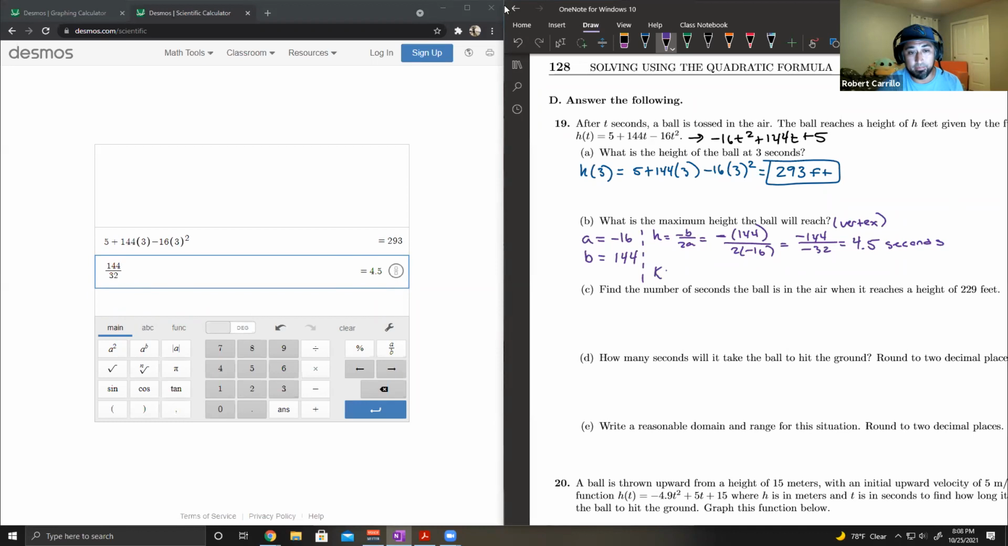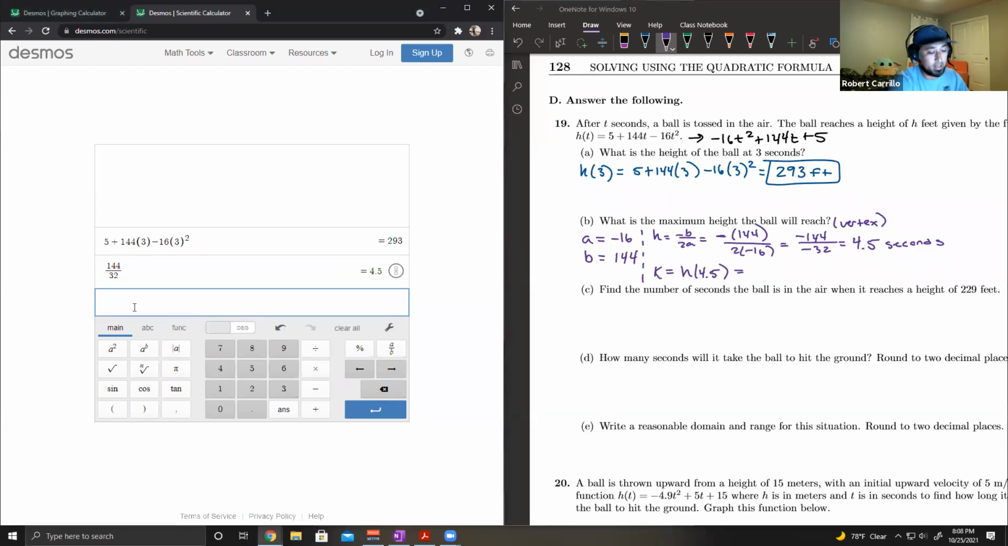So to find k, you have h of 4.5, and I'm just going to use the calculator over here. Now since I wrote it the other way, I'll type it in that way. Negative 16 times 4.5 squared plus 144 times 4.5 plus 5. And the maximum height is going to be 329 feet. Okay.